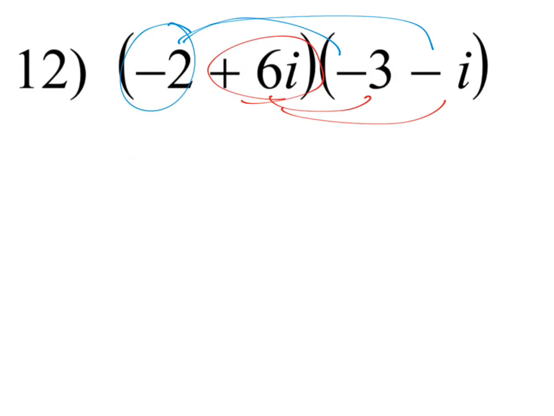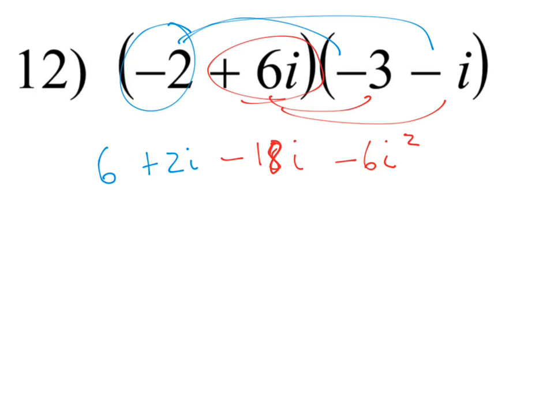So negative 2 times negative 3 will give you a 6. And then we've got negative 2 times negative i, which is going to give you a positive 2i. And then we've got 6i times negative 3, which gives you negative 18i. And then 6i times negative i gives you negative 6i squared. So we're going to be simplifying this down.